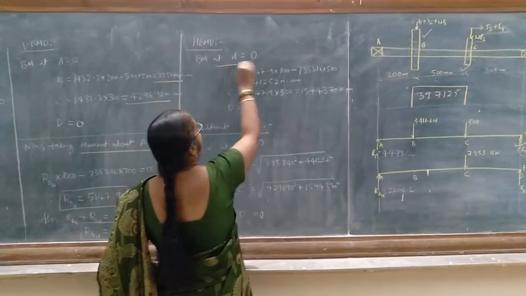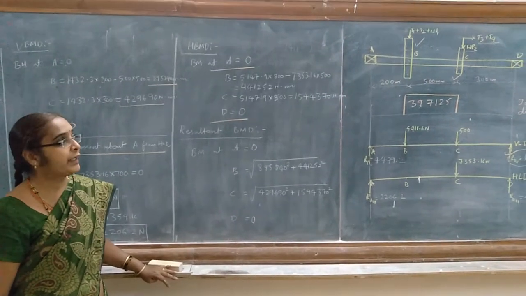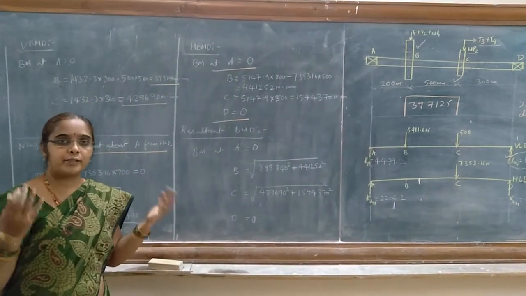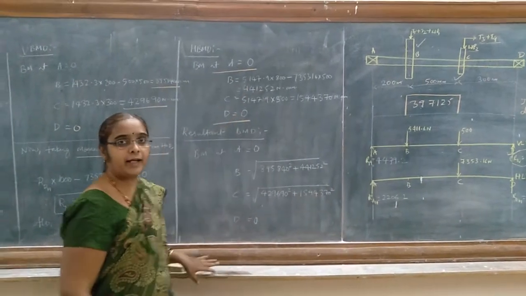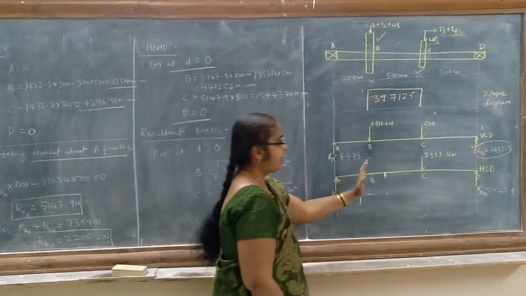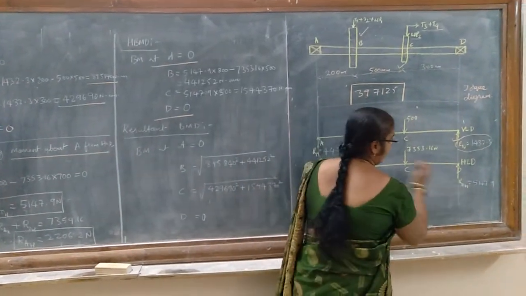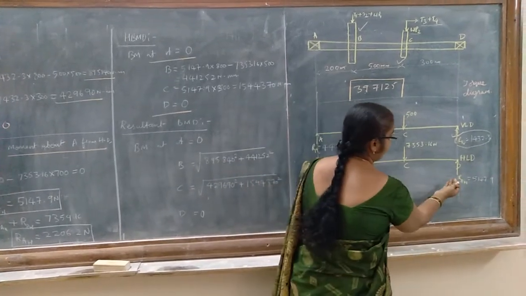Since A and D are the supports, we have bearings at points A and D. Since there is a support, there is no bending moment. Hence, the value of bending moment is 0 at A and D. Now let us find the bending moment at B. How to find? You can take loads towards either the right side or the left side. Let me take the right side.